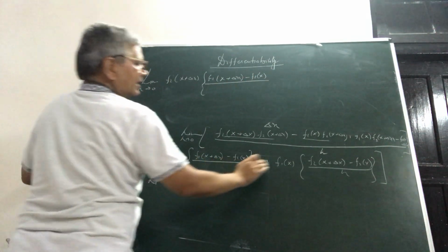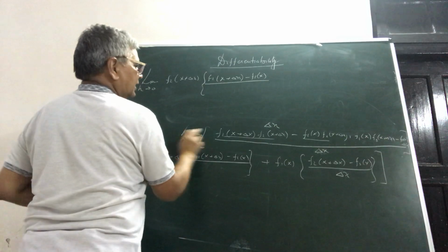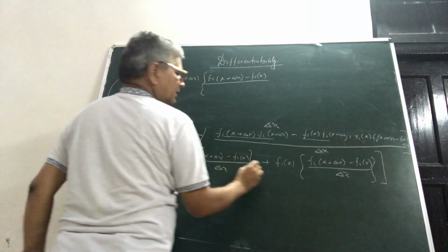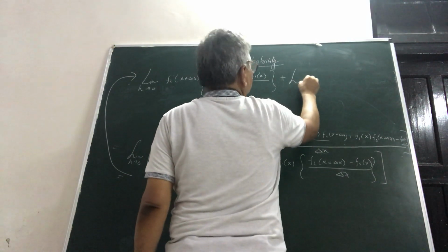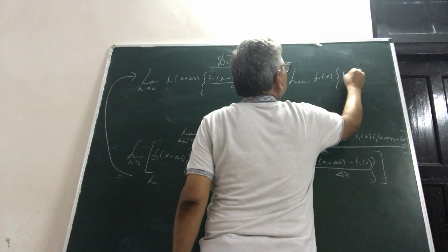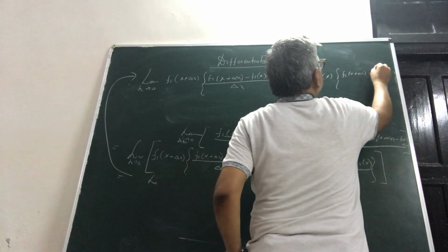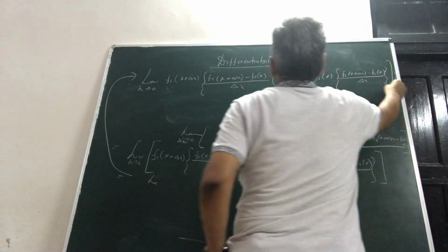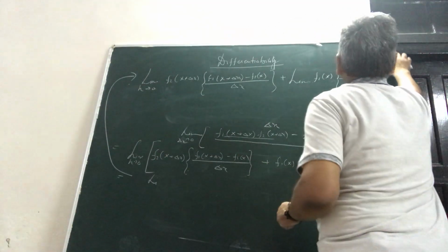Oh, I am writing Δx. Please see, it is Δx, not h, so I will put Δx tends to 0. Upon Δx, and then plus limit of f1(x) and within bracket f2(x + Δx) minus f2(x) upon Δx, and this whole thing. Now we do not need to put them within the brackets. We can remove the brackets because these are two entities.